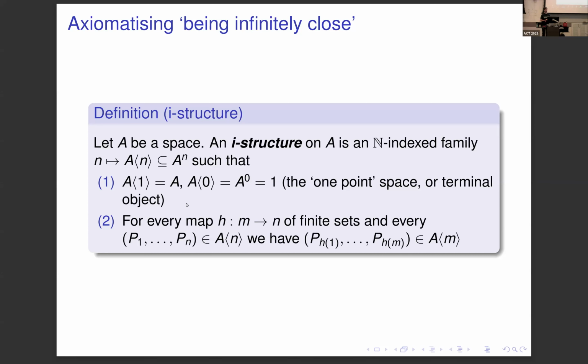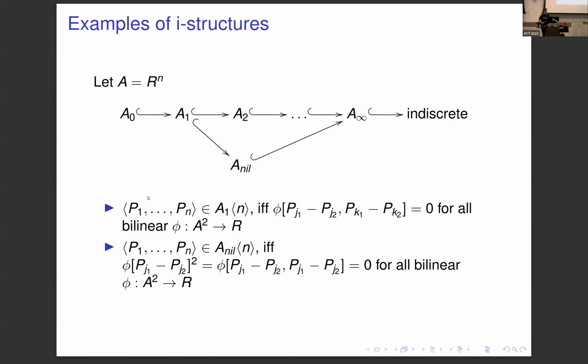Of course, each point is its own neighbor, and then whenever I have a family of infinitely close points, this is axiom 2 here, I can reorder them, I can double them, I can restrict them, and I will always get families of infinitely close points. So hopefully that makes sense. Nothing big and extraordinary here, all the obvious things that you would want to write down. So let's look at some examples of infinitesimal structures.